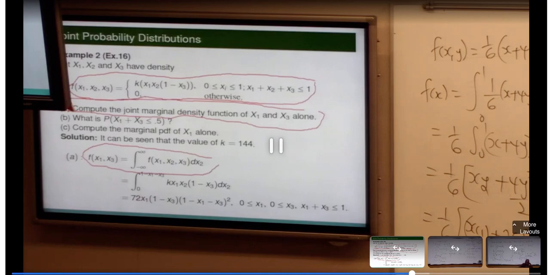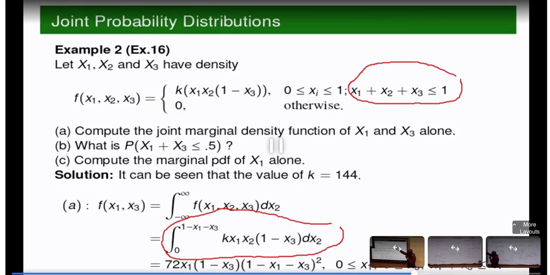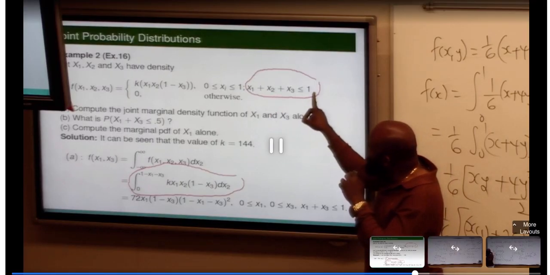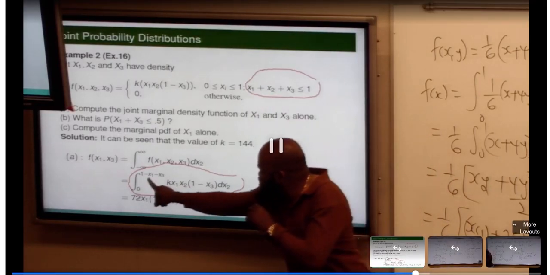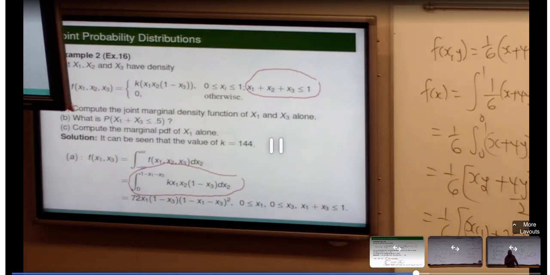You remember what we did the other time, where whenever you have a restriction, when you want to get a marginal, you have to take it into consideration. Solve for X2. Solve for the variable you are not interested in. That will be X2 is going to be 1 minus X1 minus X3. That was why the upper bound is that. Look at that. Is there any question on this?